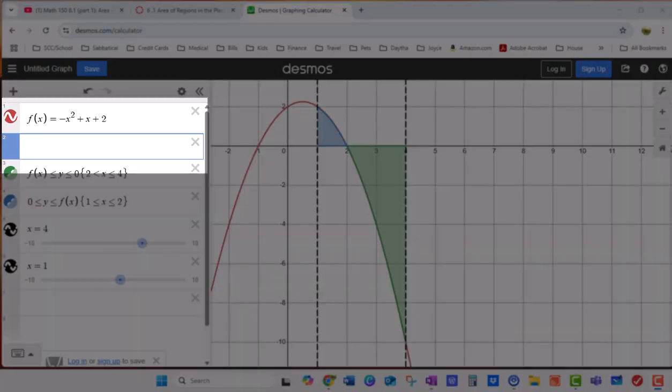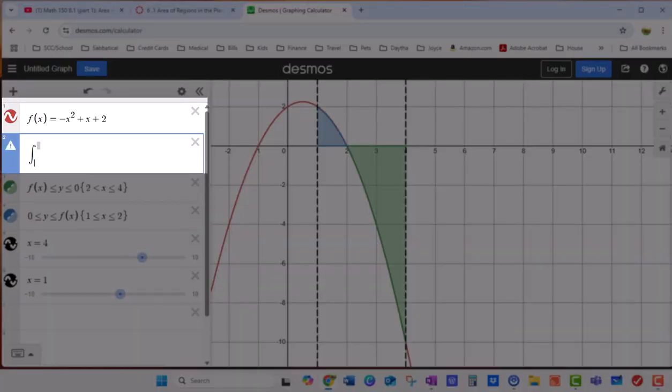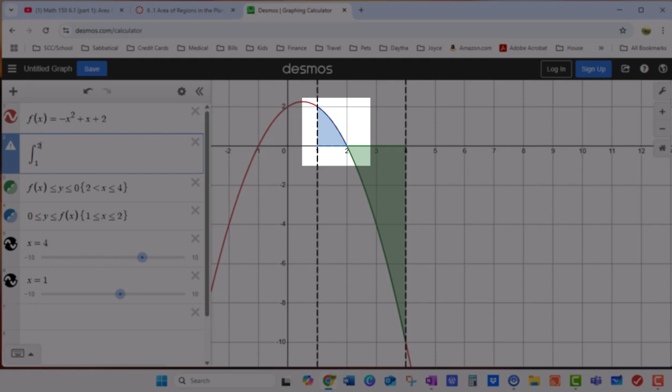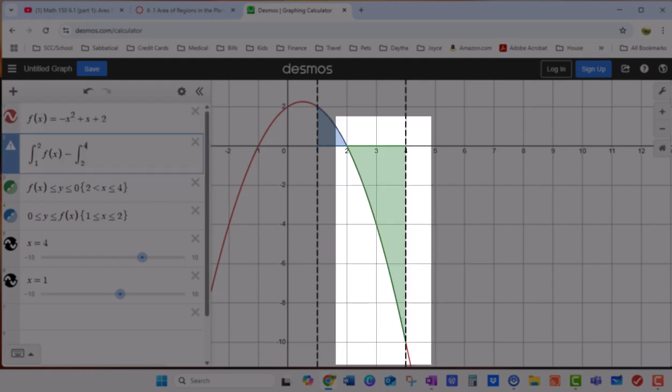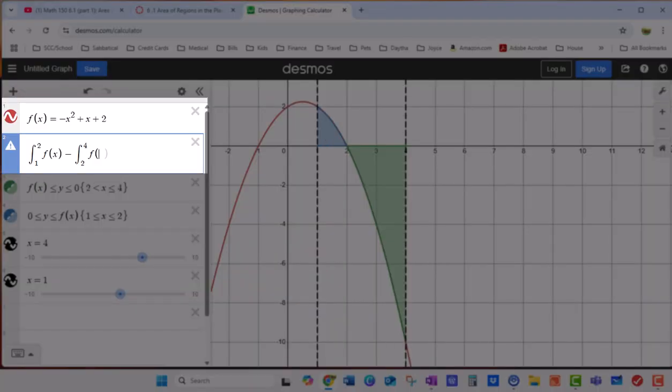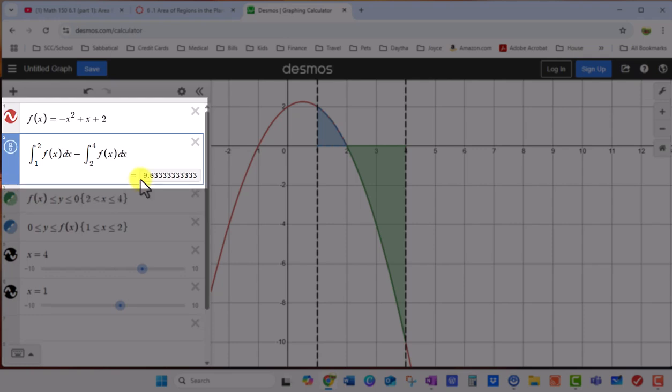So in Desmos, we can actually do the integral, but we're only going to do the first piece from 1 to 2. Notice in the graph, that is the interval where it's above the x-axis. And we can just type in f of x, since the function's already defined in there, minus the integral from 2 to 4, because that is the interval where it's below the x-axis. And I forgot my d of x for both of these here. There we go.